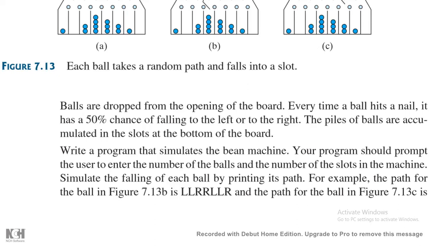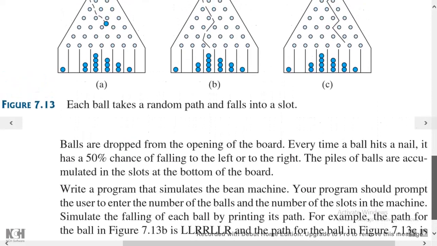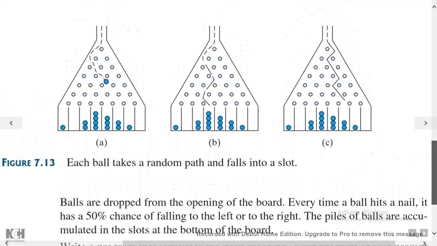Write a program that simulates the bean machine. Your program should prompt the user to enter the number of balls and the number of slots in the machine. Simulate the falling of each ball by printing its path. For example, the path for the ball in Figure B is LLRRLLR. So this is it right here, you guys.